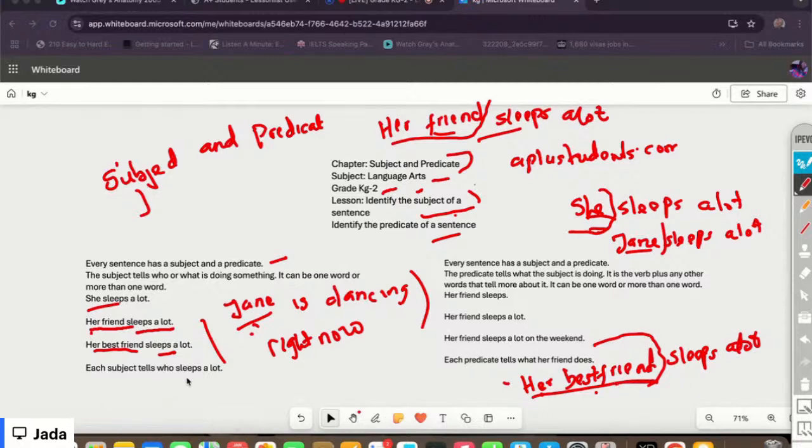Okay? In general, all the sentences that we've gone through just tell us who sleeps a lot, okay? From her friend sleeps a lot to she sleeps a lot to Jane sleeps a lot, her best friend sleeps a lot. In general, it just tells us who sleeps a lot, okay?